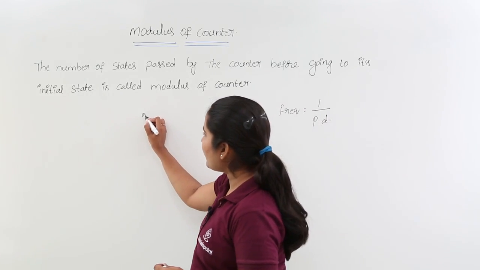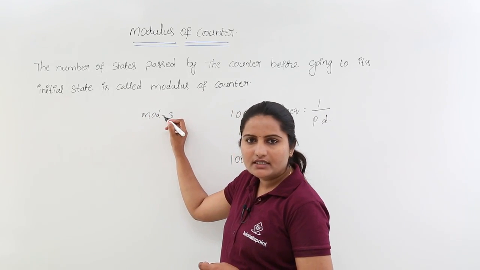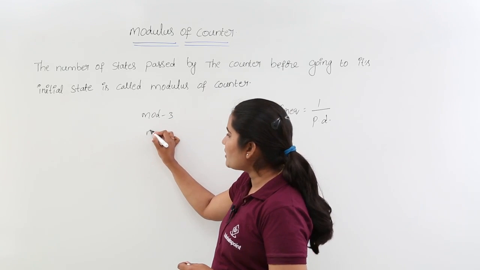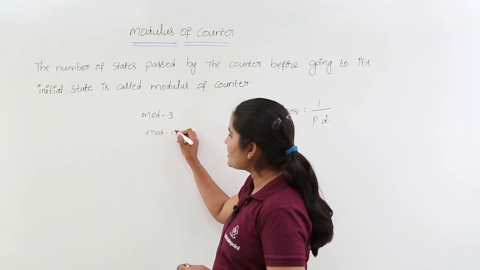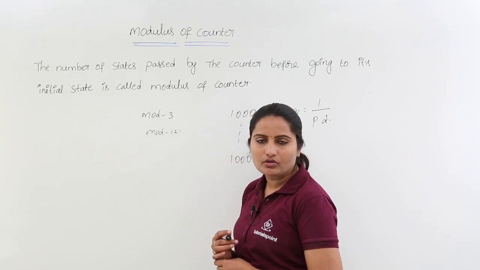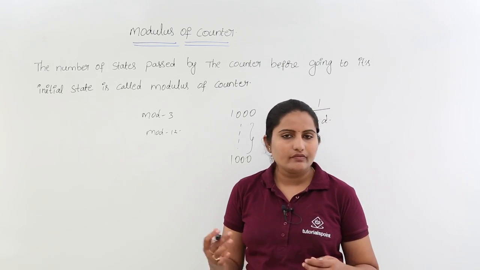So they will represent it like this: mod 3 counter. Mod 3 counter means 3 states are passed by the counter to reach its initial state. Mod 12 counter means 12 states are required to reach the initial state of that particular counter. Like this we have so many mod counters, which are very important.